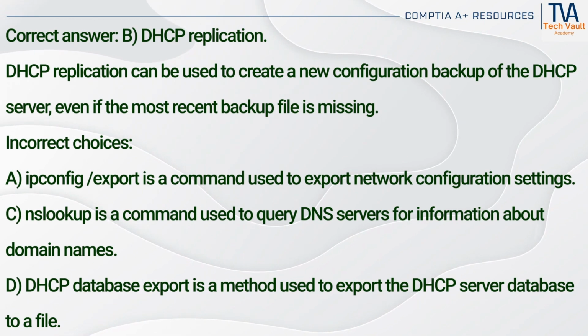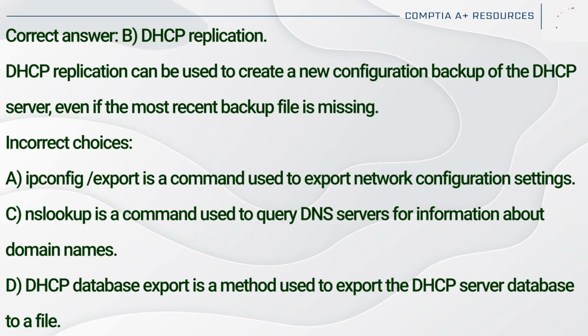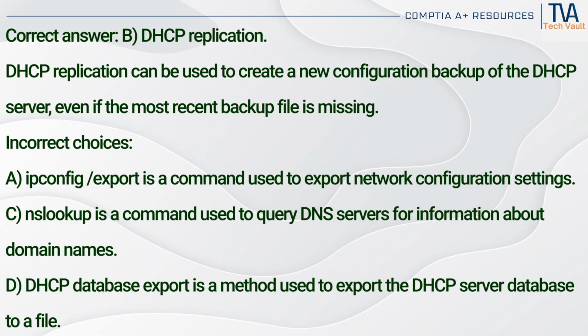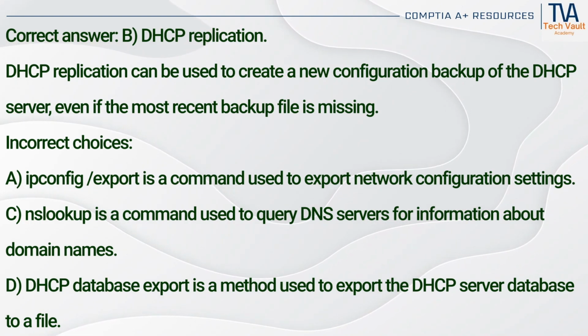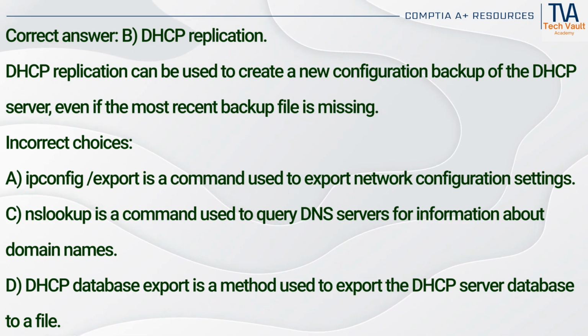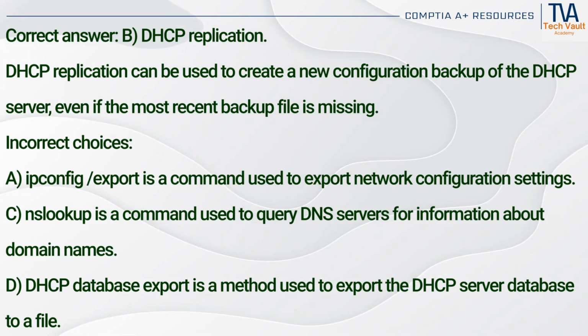Correct answer, B. DHCP replication. DHCP replication can be used to create a new configuration backup of the DHCP server, even if the most recent backup file is missing. Incorrect choices.